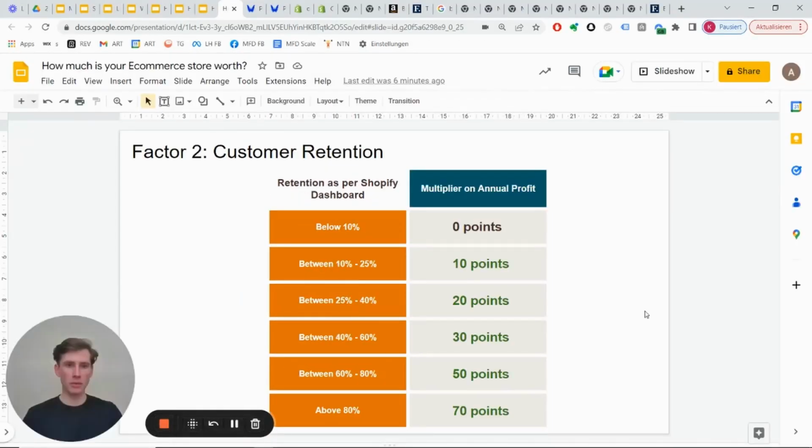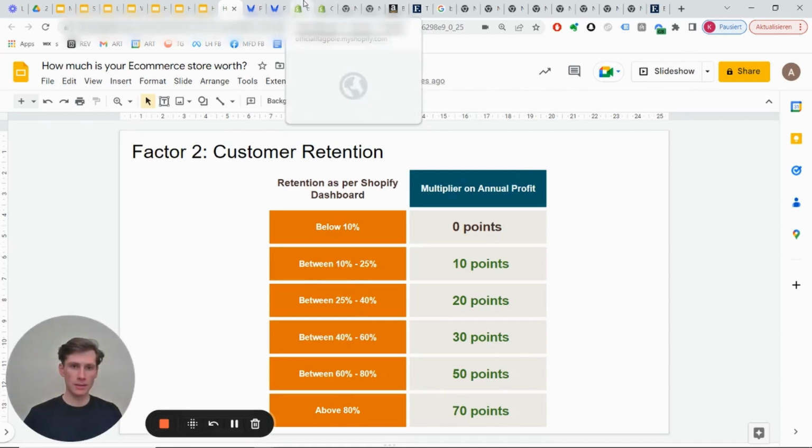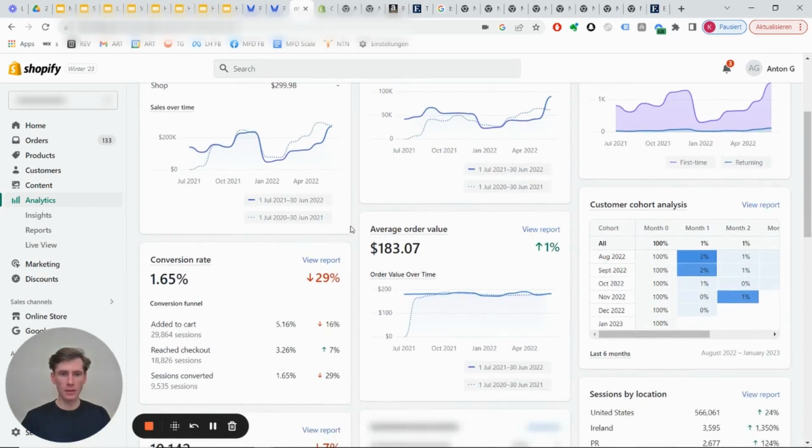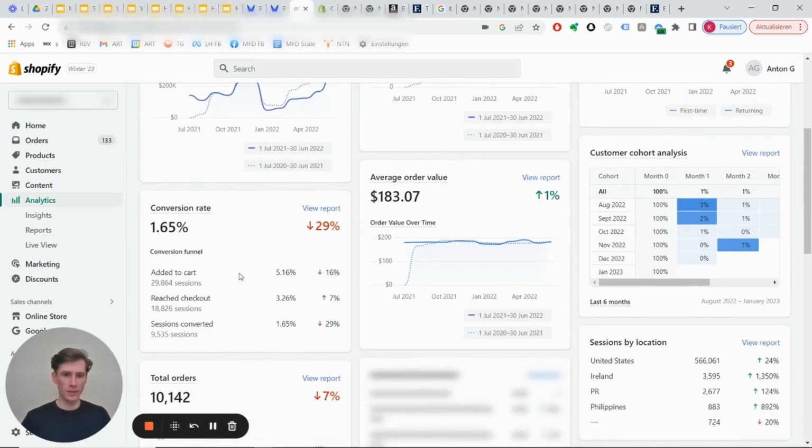So what is factor number three? Factor number three is AOV times your conversion rate. This is a bit of a strange one, although it's not strange the moment I explain it. You have an average order value, which you also see on your Shopify Analytics dashboard, in this case $183, and you have your conversion rate. I'm going to take this 1.65%, which is the sessions converted, the percentage of website visitors who've actually made a sale on your website, right?